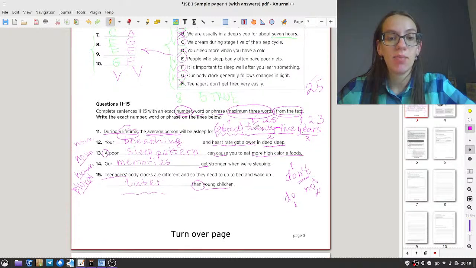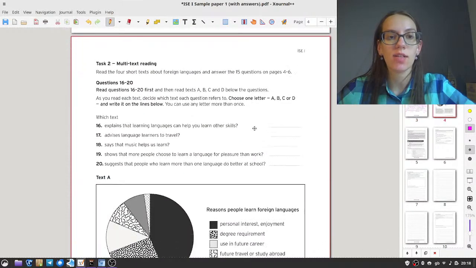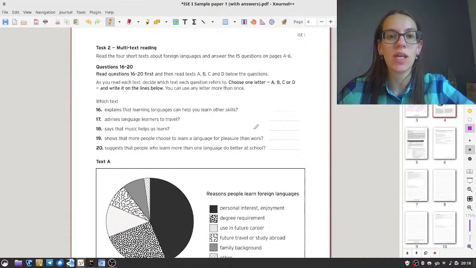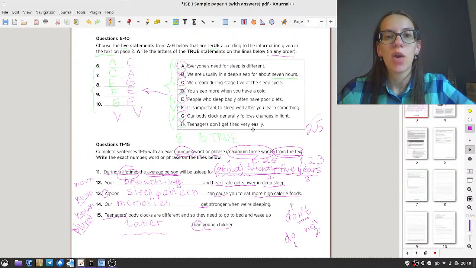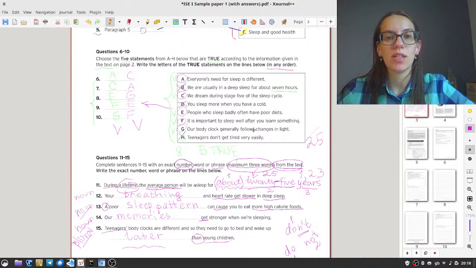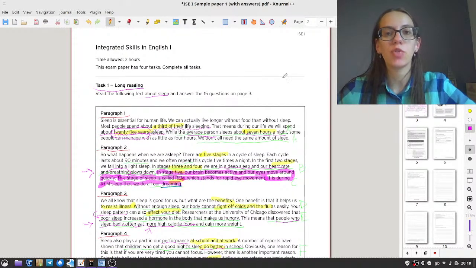And next Tuesday, we are going to look at task 2, multi-text reading. So I'm not going to talk much about that right now, because we will look at it in detail next time. So I hope you enjoyed it.